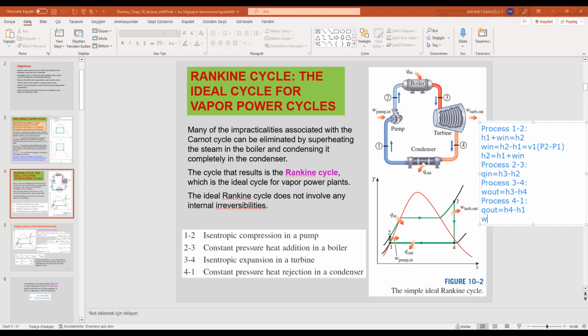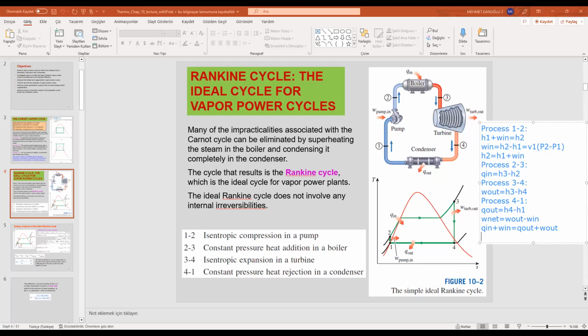How do you find net work output? The net work output is equal to work out from the turbine minus work in to the pump. If you consider the entire cycle as a closed system, and if you apply an energy balance, you can easily see that for the cycle, Q in plus W in is equal to Q out plus W out. For the entire cycle, you will obtain that.